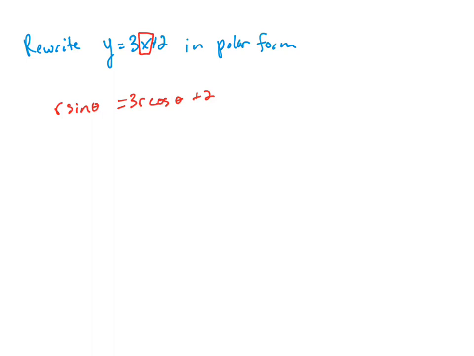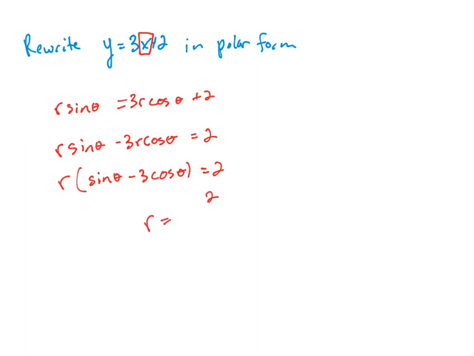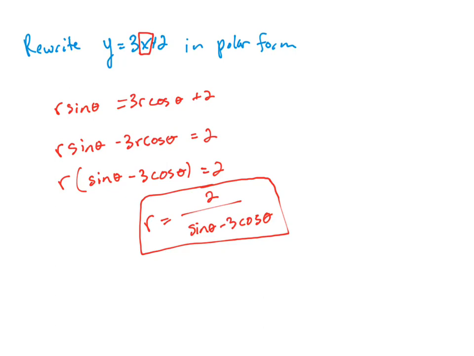So I'm going to group all the r terms on the left-hand side, factor out the r, and then we can divide by what's in the parentheses. So we end up with r equals 2 over sine of theta minus 3 cosine of theta, and that would do it. If we were to graph both of these equations, they would both come out as lines. So that's a line, and this is also a line here.